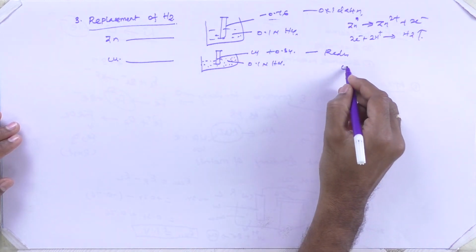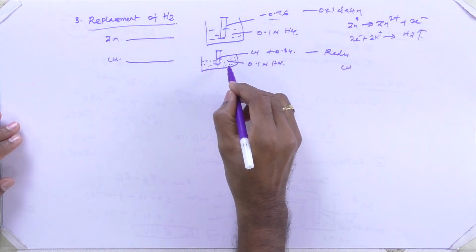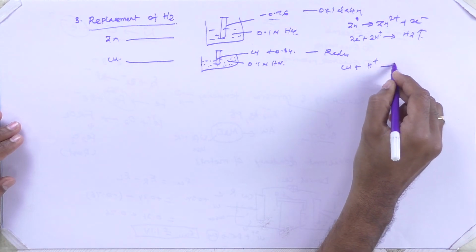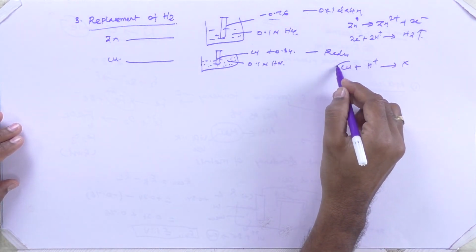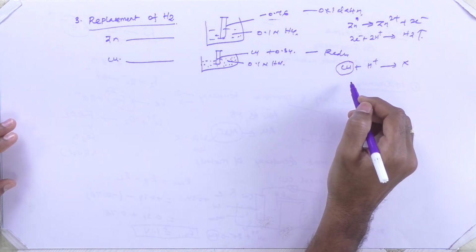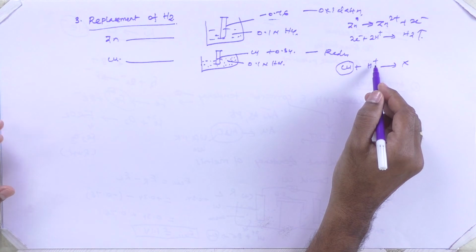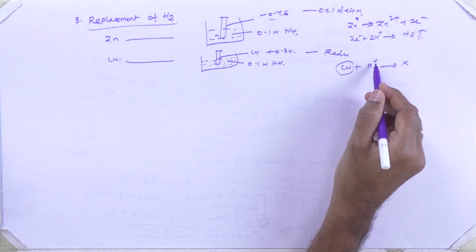Meanwhile, when you place copper in the H+ solution, there won't be any reaction at all, because the nature of copper is a reduction tendency. It will try to capture electrons. The H+ is already an electron deficient species, so this is not enough. This is not sufficient. So hydrogen cannot be supplied.